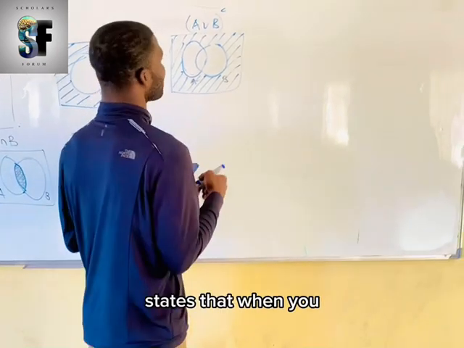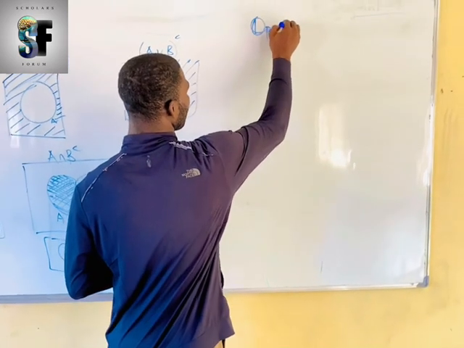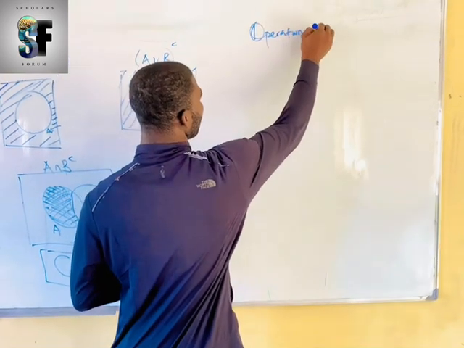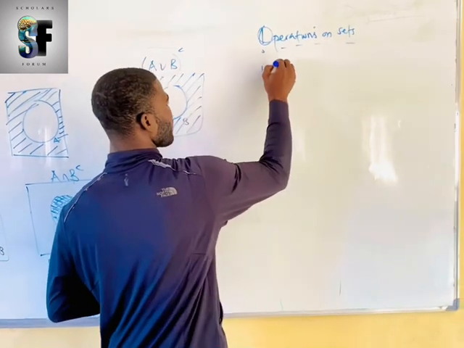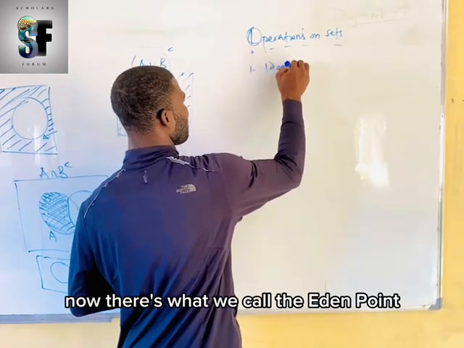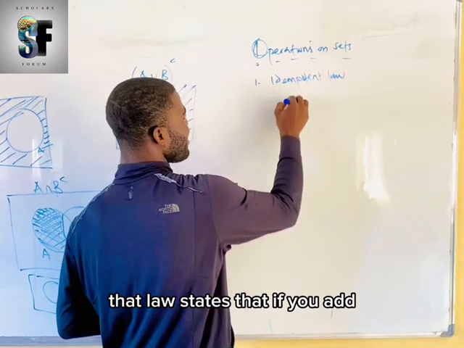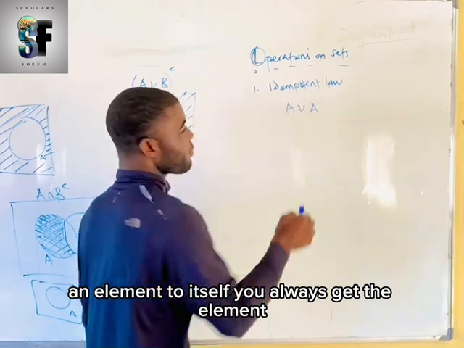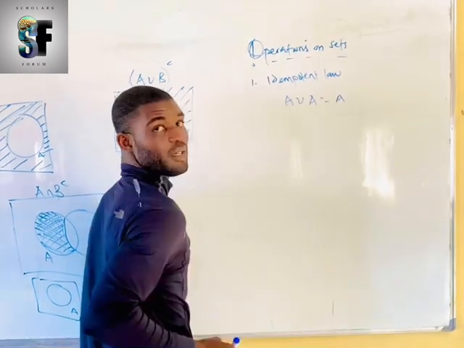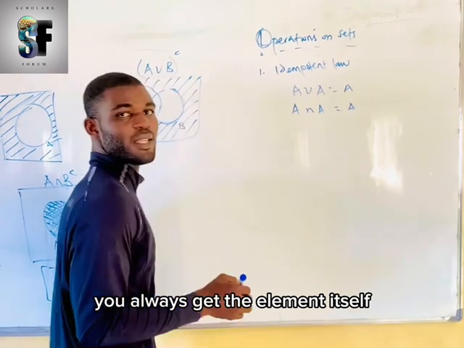Now, another law states the operations on sets. There is what we call the idempotent law. That law states that if you add an element to itself, you always get the element. If you intersect an element with itself, you always get the element itself.